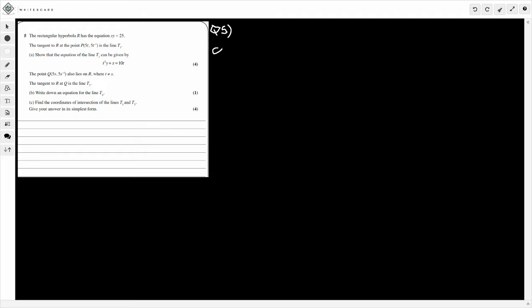So for part A, I know there's a couple of ways of doing it. The way I prefer to do these questions is to write your equation as y equals. So if xy is equal to 25, that means y is equal to 25 divided by x, 25 over x, like that. Now we need to differentiate it. So dy by dx, the differential, is going to give me minus 25 over x squared. I'm just differentiating this equation here.